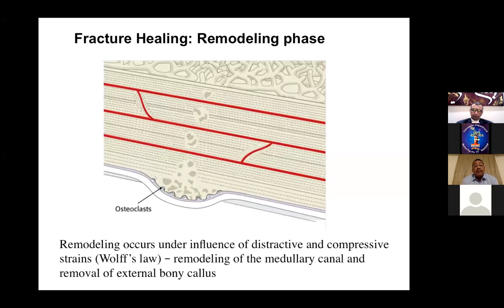Another function of remodeling is to regain the normal shape of the bone, to remodel the medullary canal and remove the external bony callus and form the cortices again. This is a long process that will take more time and depends on the stresses applied to the bone. It is the influence of distractive and compressive strains according to Wolff's law.